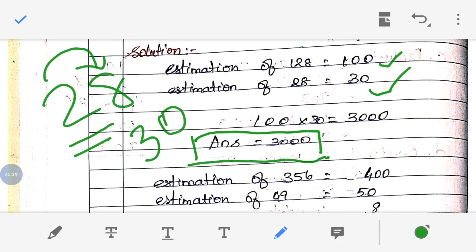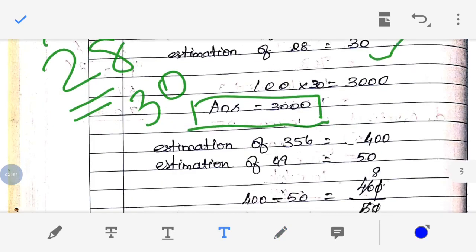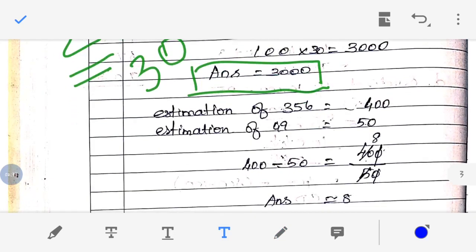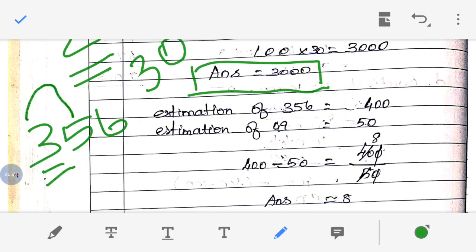Okay. Now we are going to do the division. The numbers they have given are 356 and 49. If you do the estimation of 356, the higher place value is hundreds. After deciding the place value, we have to see the digit which is present to the right of the rounded off value. So the digit is number 5. If it is 5 or more than 5, we will add 1 to the underlined digit.